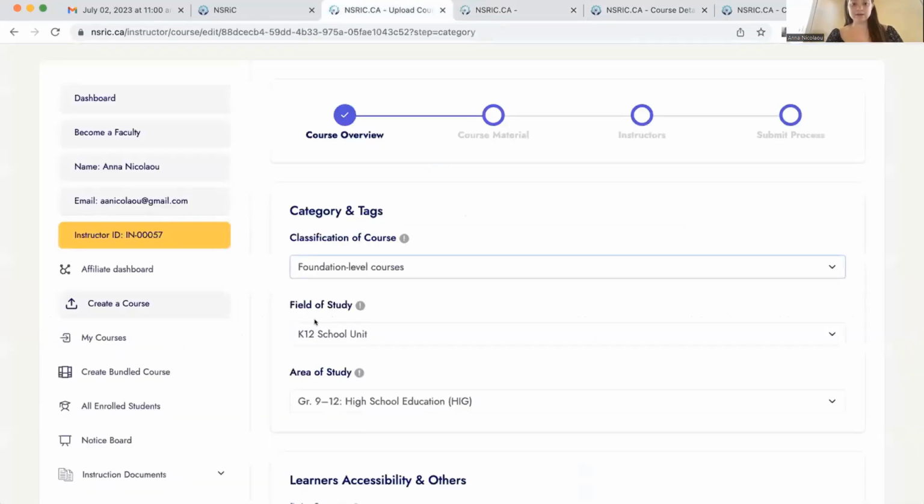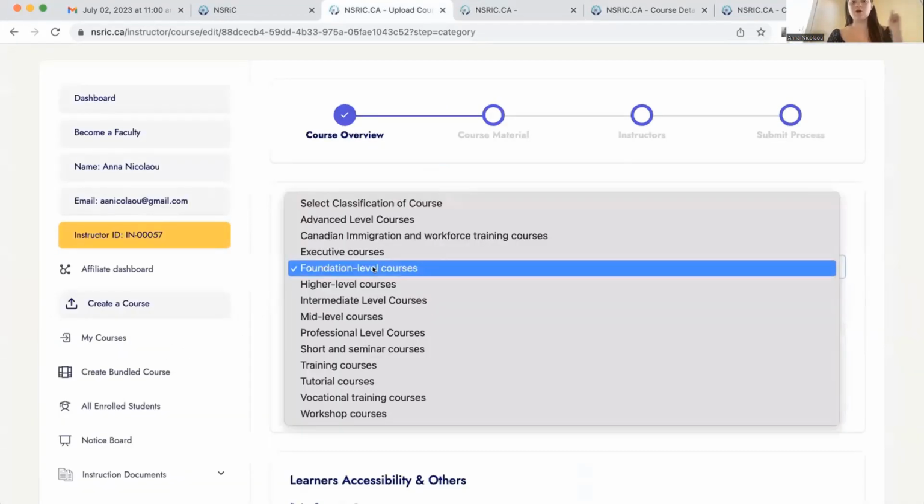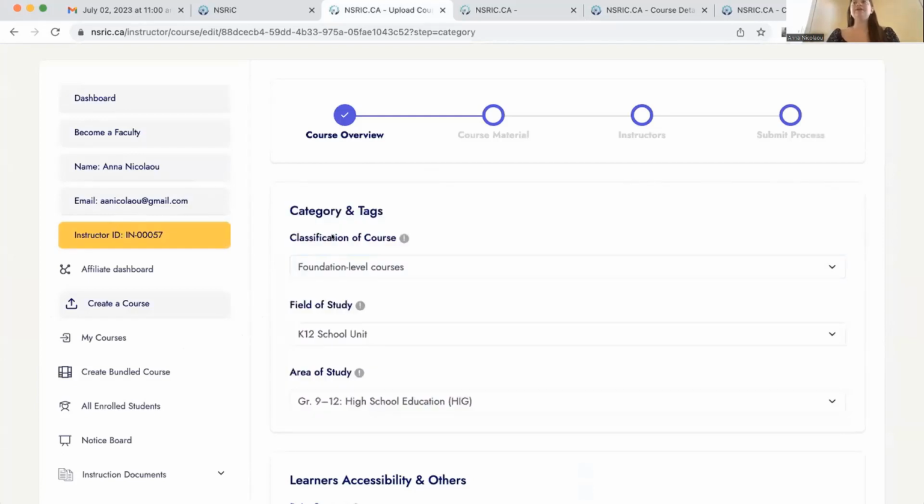So all NIST courses, all courses for the K-12 unit, are always foundation level courses. So that's why this one's foundation level. So even if it is a harder high school course, like I would say the grade 12 calculus is a pretty difficult course, I agree. However, we would still classify it as a foundation level course because it is part of the NIST program. It is part of K-12.